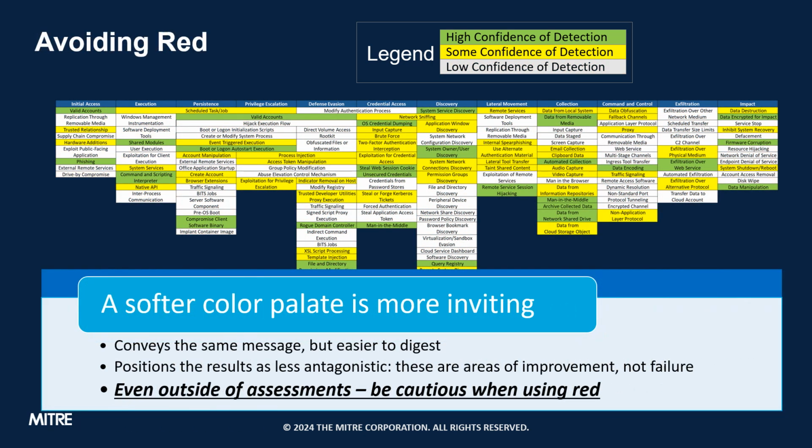Whenever you're coming up with a heat map, try to settle on maybe a softer color palette. This heat map replaces red with white, and it conveys the exact same message, but for many, it's easier to digest because you're not coming in there and saying, hey, huge glaring problem. You're coming in there saying, hey, here's a heat map. This does a great job to position the results as less antagonistic. These are areas of improvement, not areas where you failed.